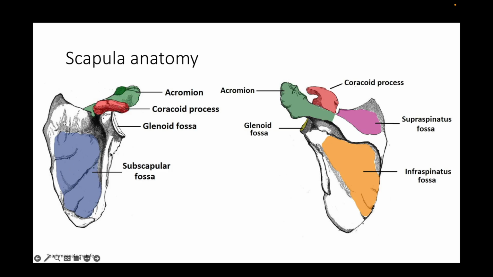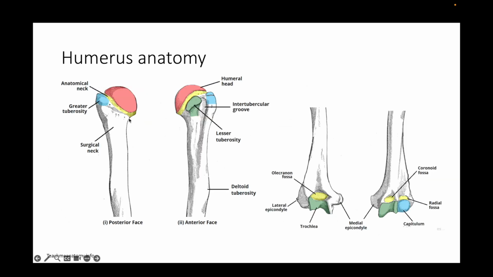The scapula also has several fossae. This is an anterior view, and the subscapular fossa is where the subscapularis muscle lies. You then have the posterior view, and you have the supraspinatus fossa and infraspinatus fossa, where the respective muscles also lie. You then have the glenoid fossa as well, and this is where the humeral head articulates.